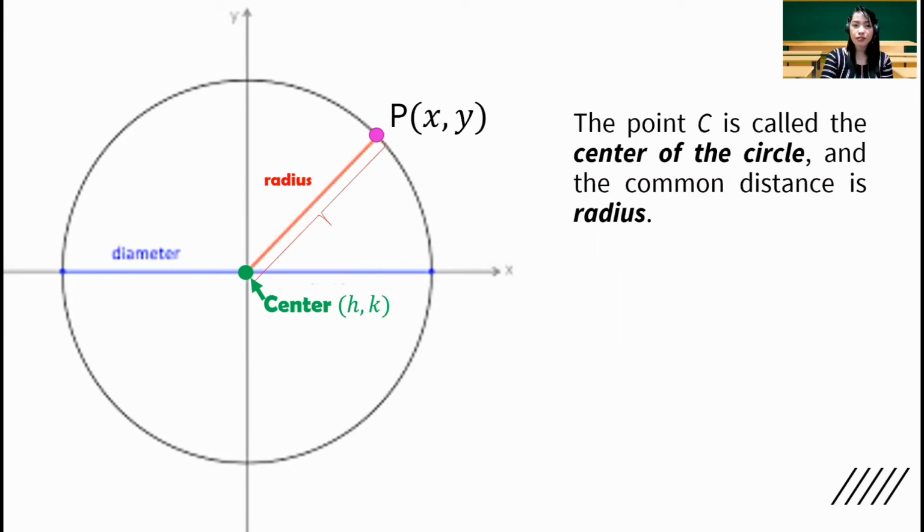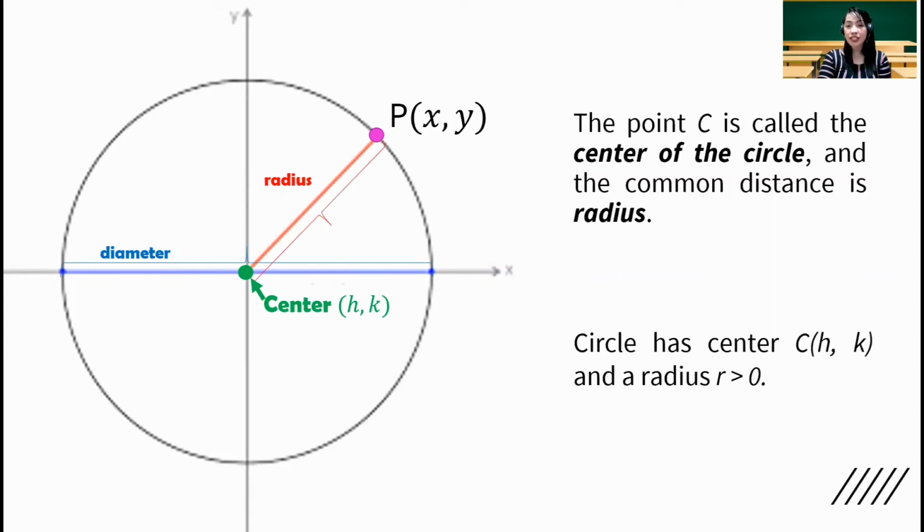Twice the radius, or 2 radii, is equal to 1 diameter. Take note of this: a circle has center point C (h, k), and a radius r, which is greater than 0.